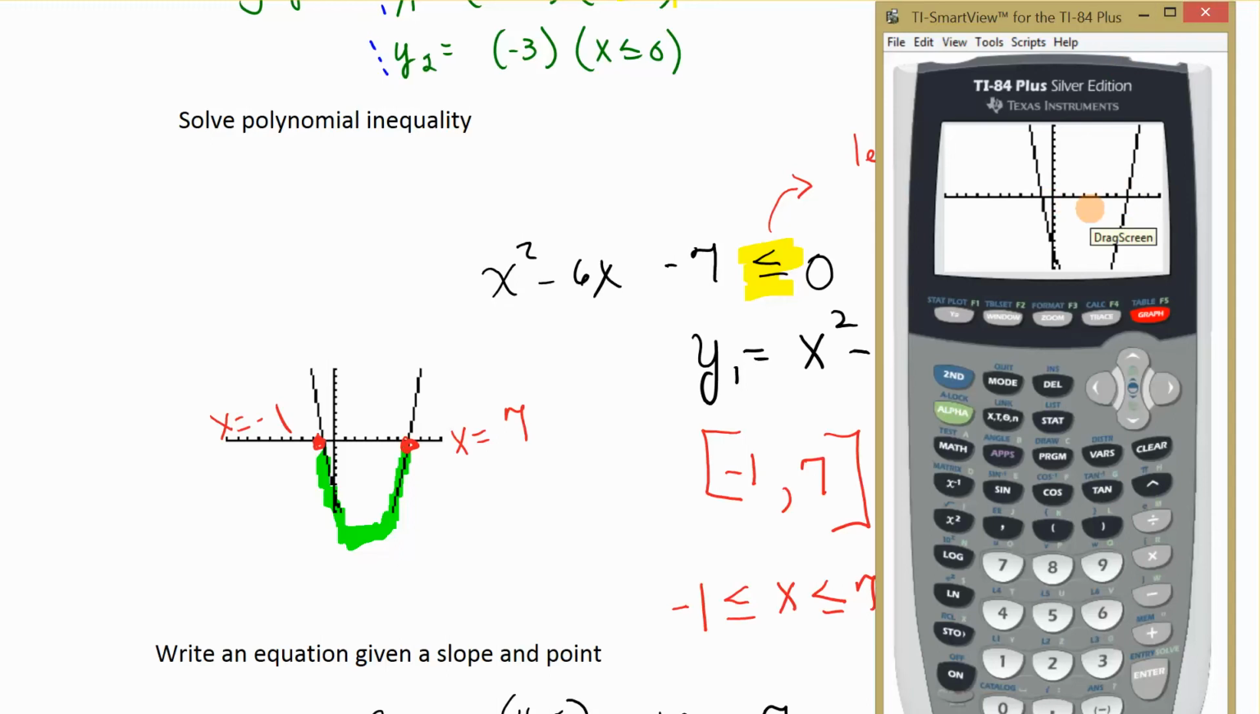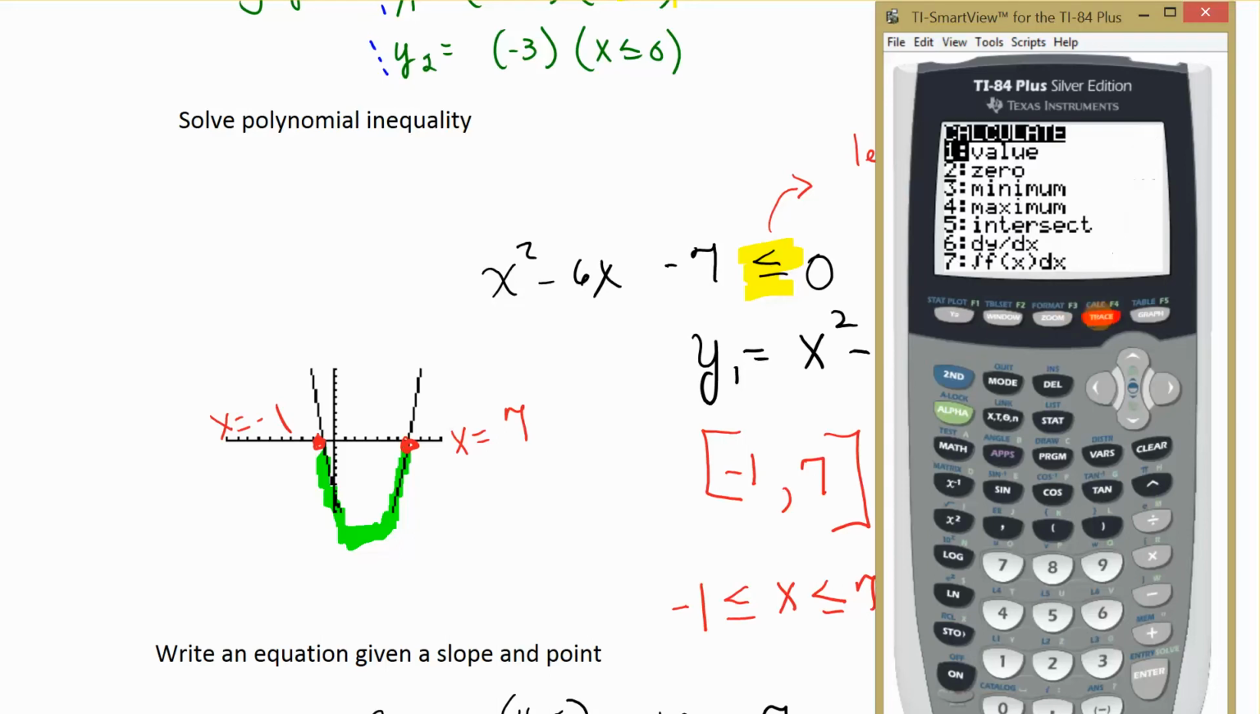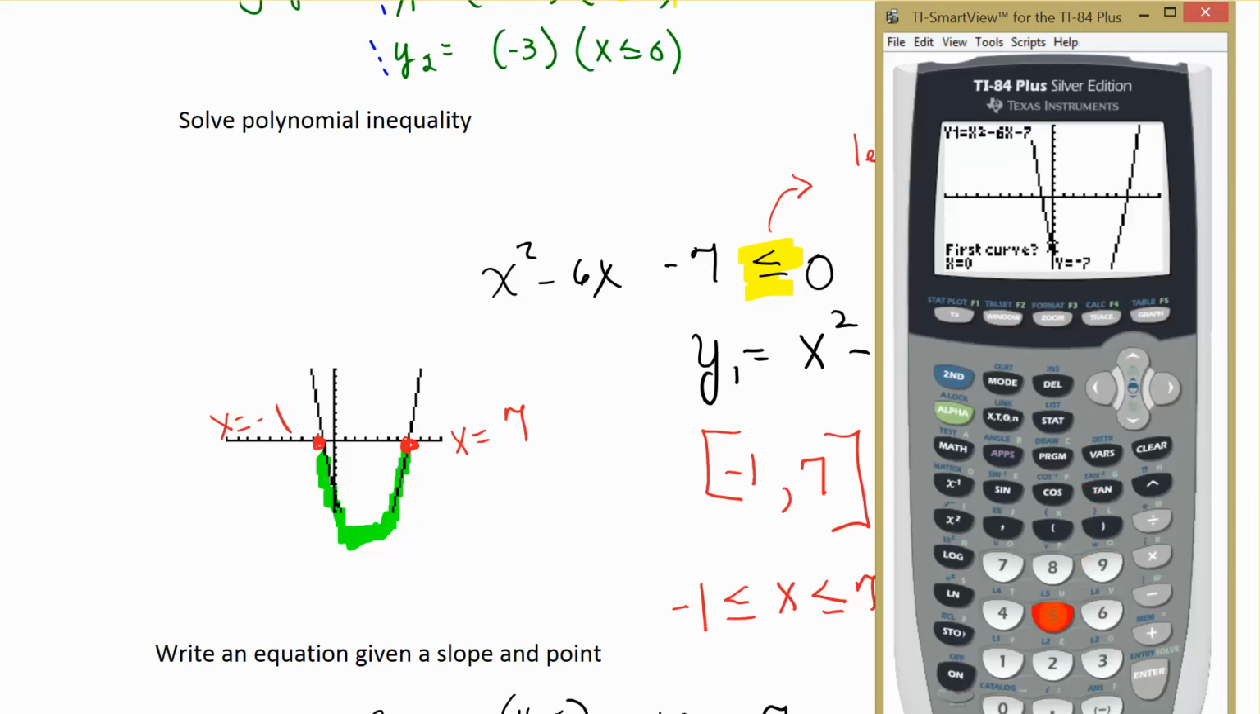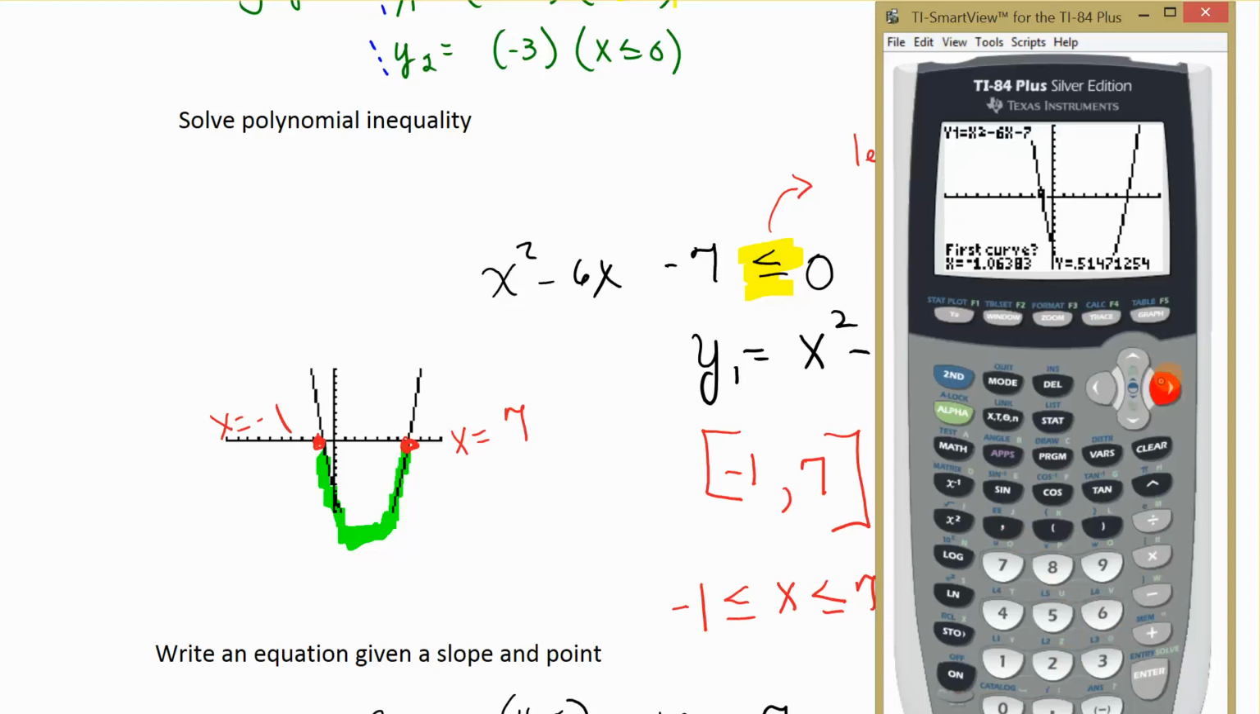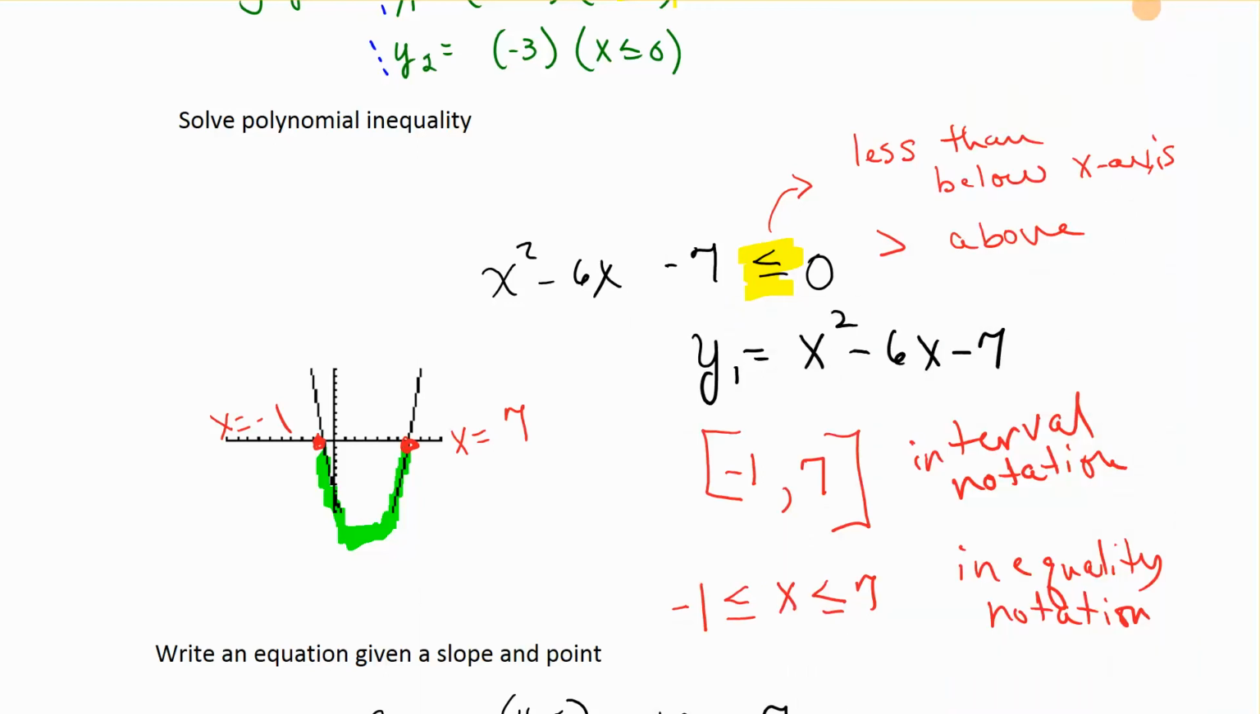You could find that by factoring, but we can also do this. Second calc 5 and enter 3 times. You get a -1. Second calc and intersect. And we need to move before we hit enter. And we're going to move around till we get to the other side. And enter, enter, enter. And we get the 7. So we know that x is -1, x is 7.